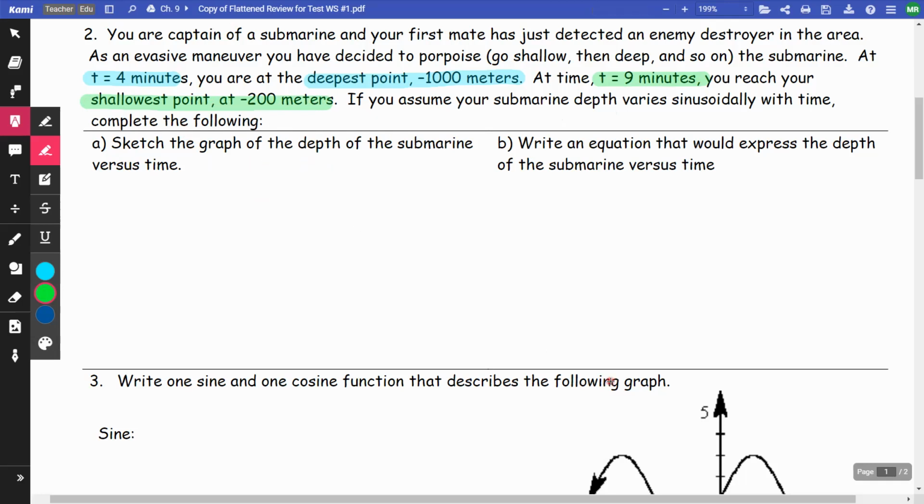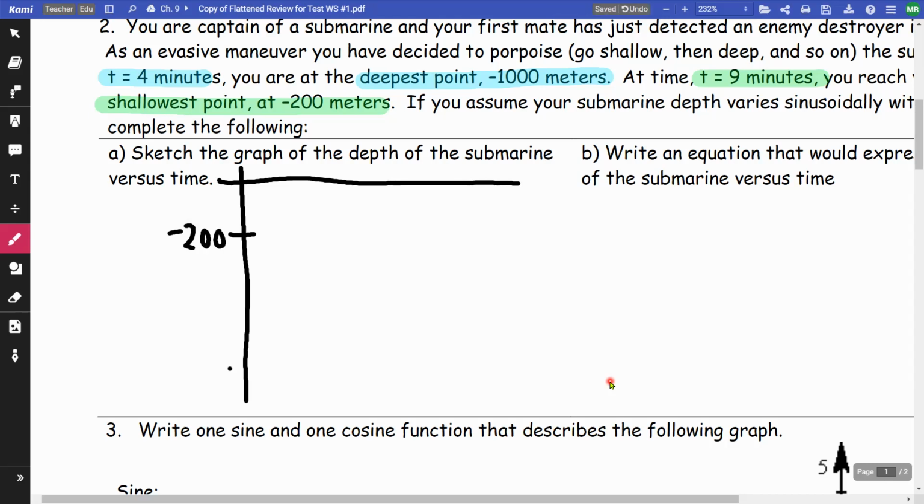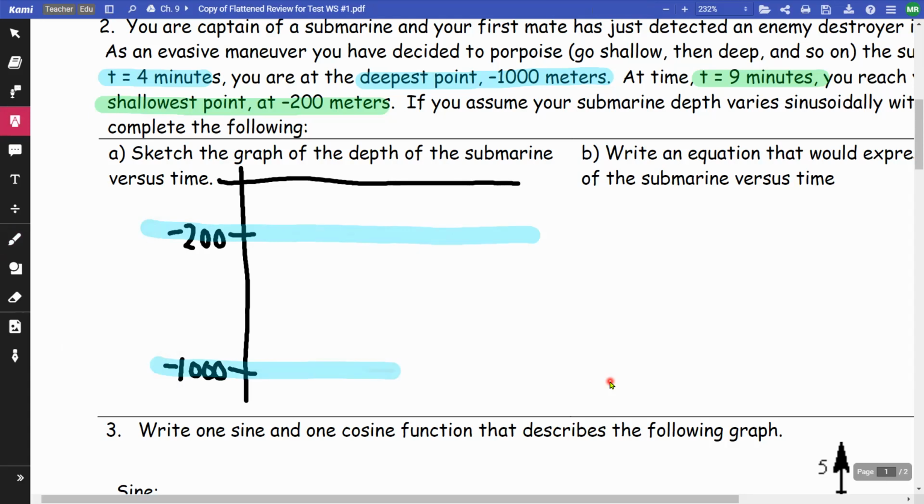Sketch the graph of the depth of the submarine. So in this situation, I am going to be below the x-axis because we're below water. And so we're going to have our high be at -200 because that's the shallowest, and the deepest is going to be at -1,000. So those are our high and low.